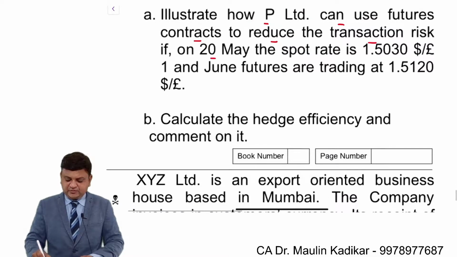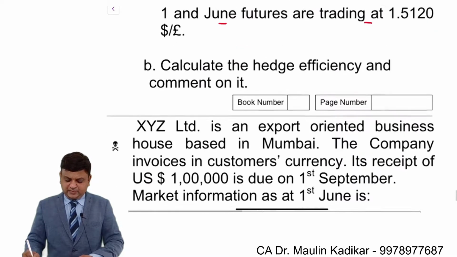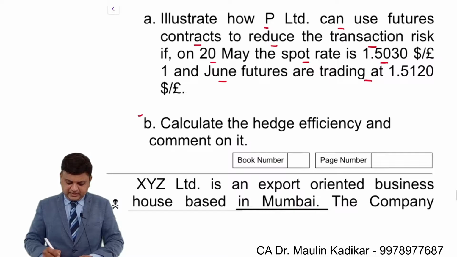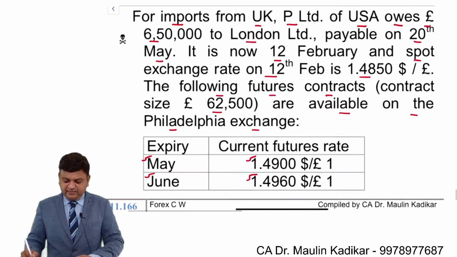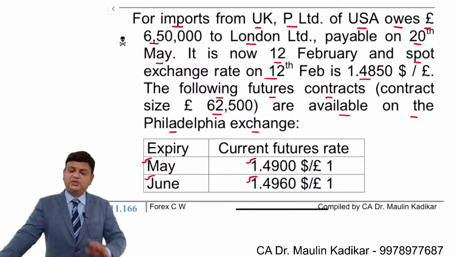If on 20th of May spot rate is $1.5030 per pound and June futures is trading at $1.5120 per pound, then B question is given. We'll read B question later on. I want you to go through the question, just go through the question and then we'll discuss how to do it.